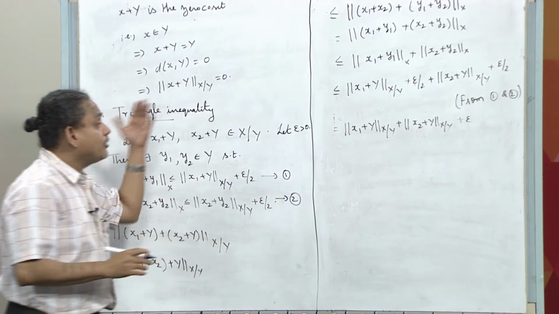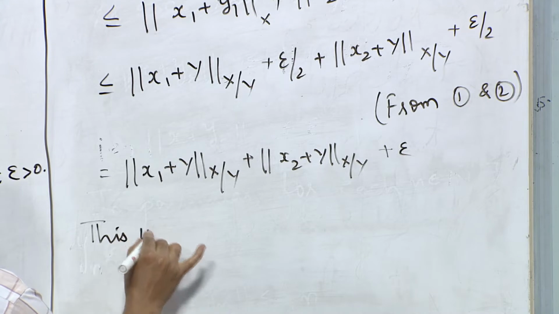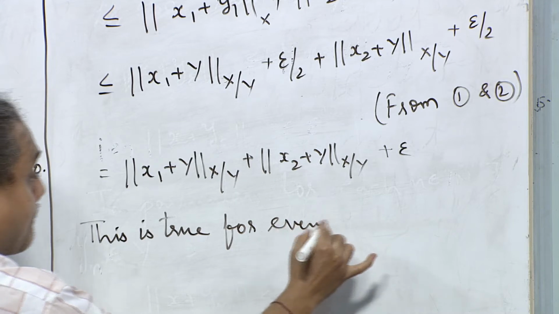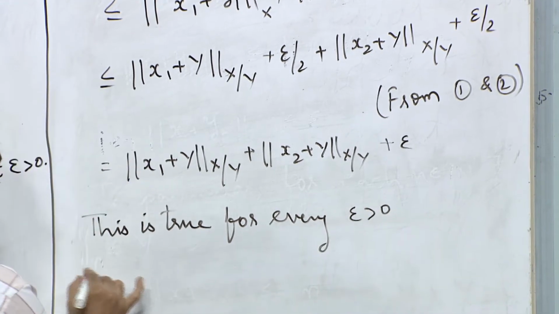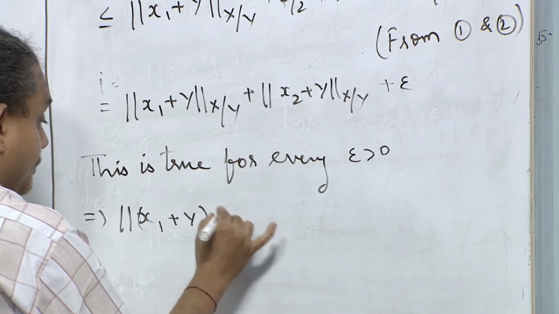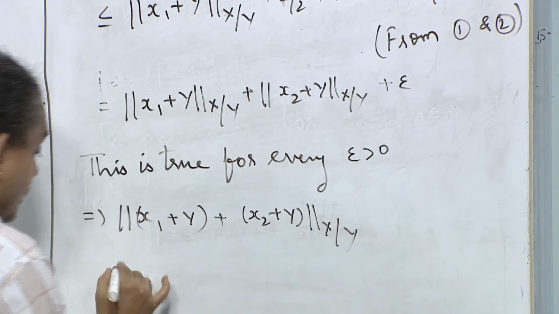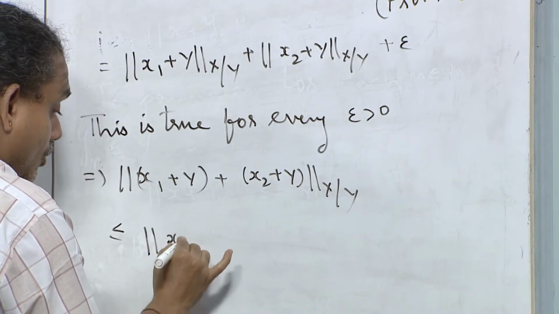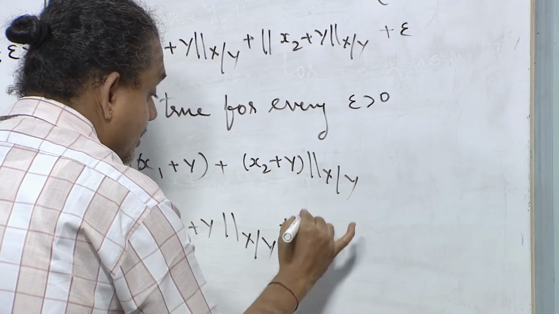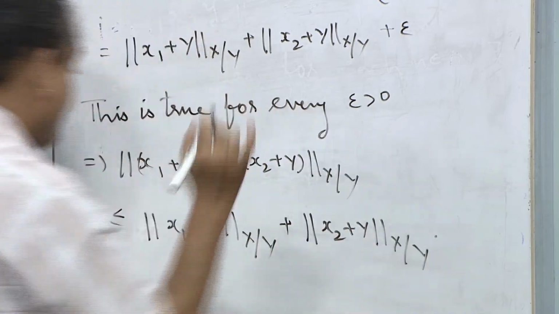So, now this is true for every epsilon positive, which will imply that norm of x1 plus y plus x2 plus y is less than or equal to norm of x1 plus y in the quotient space plus the norm of x2 plus y as an element of the quotient space, right. Fine.